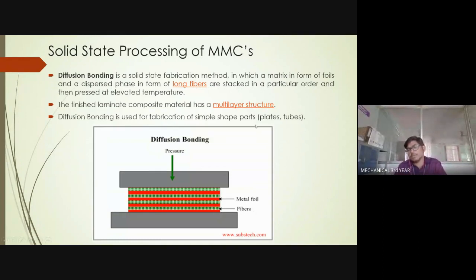For example, in a motor we will be having a stator, right? Those stators are manufactured with the help of the diffusion bonding process. It will be having a small fin-like structure, and those fins are arranged in such a way that there is a very small space in between. That is done with the help of diffusion bonding. Diffusion bonding is predominantly used for fabricating simple shapes only. No complex shapes can be made with the diffusion bonding technique.